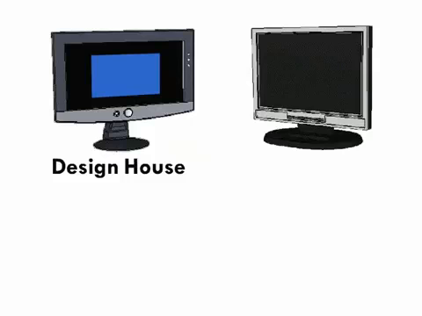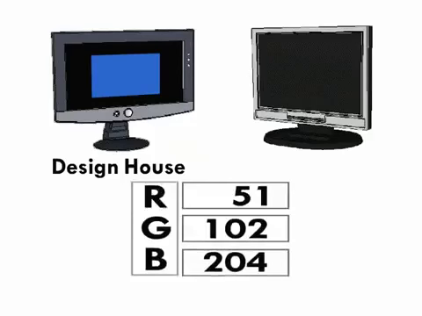One example of this is two different manufacturers of monitor. This animation will explain more. Let's keep it simple and say the design house has created this square using the RGB value 51, 102, 204. And this is how they would see the chosen colour on their screen.